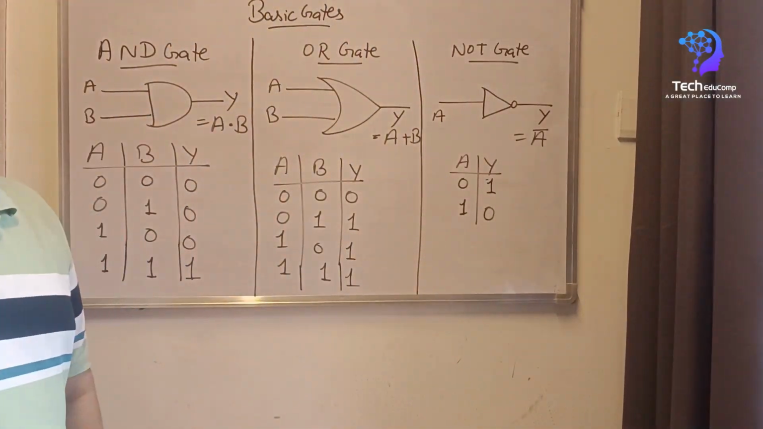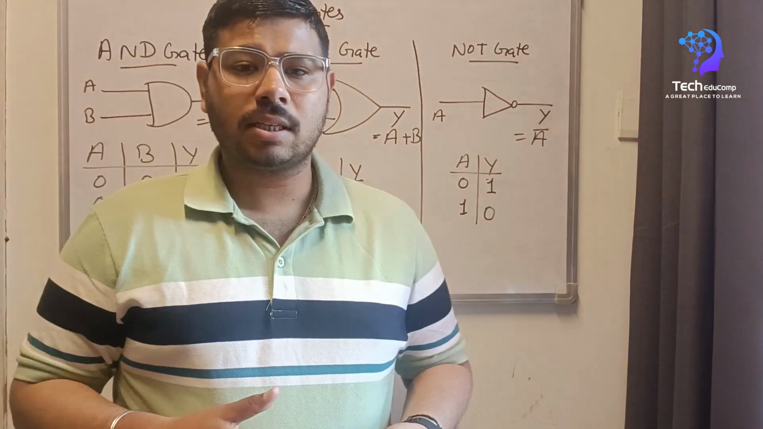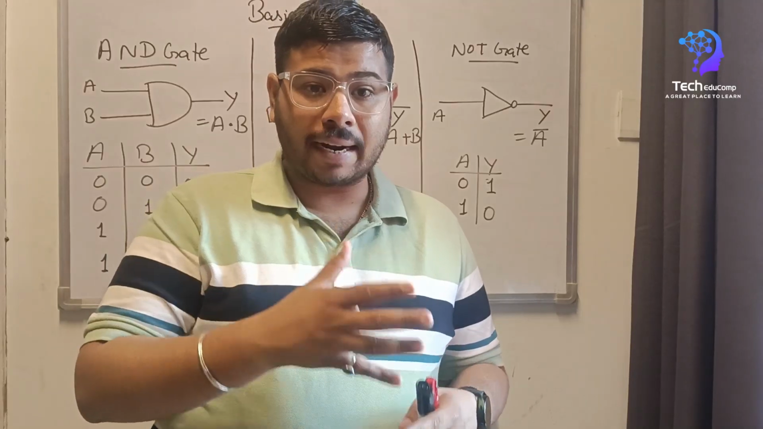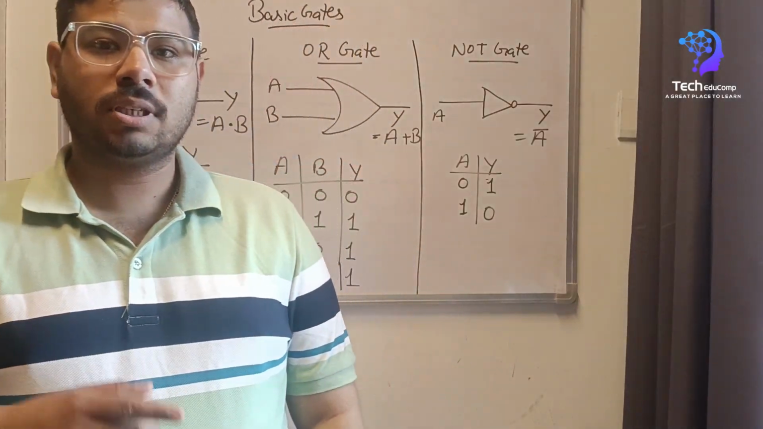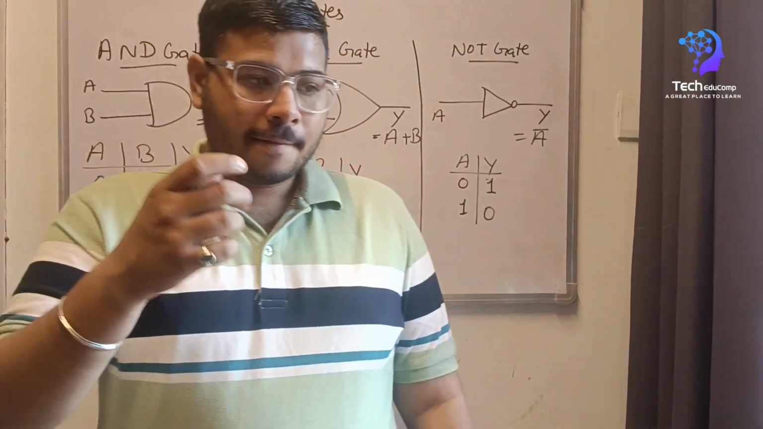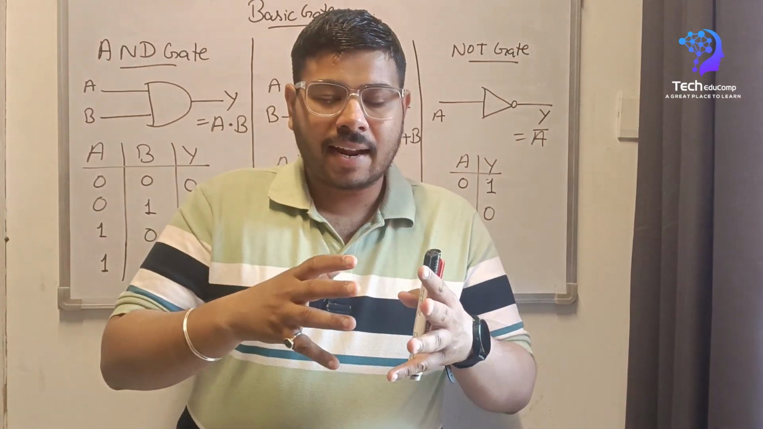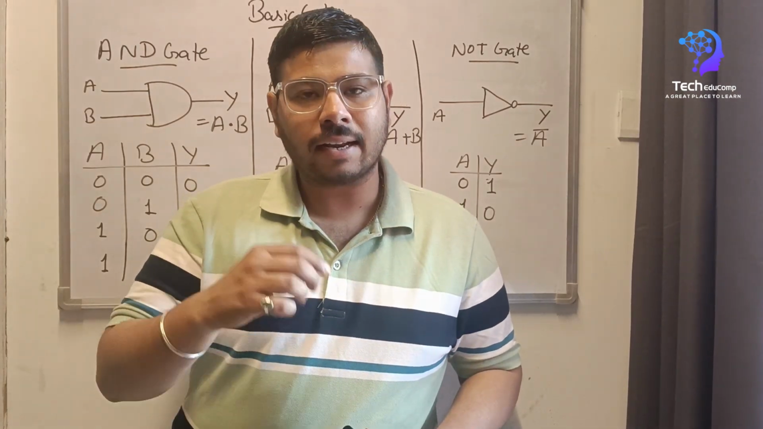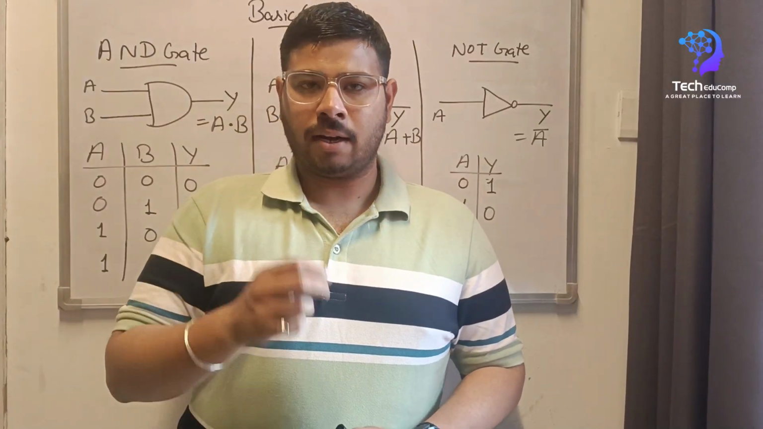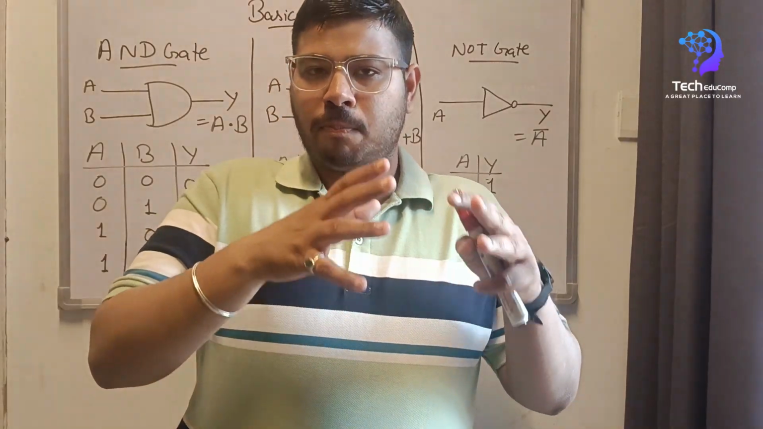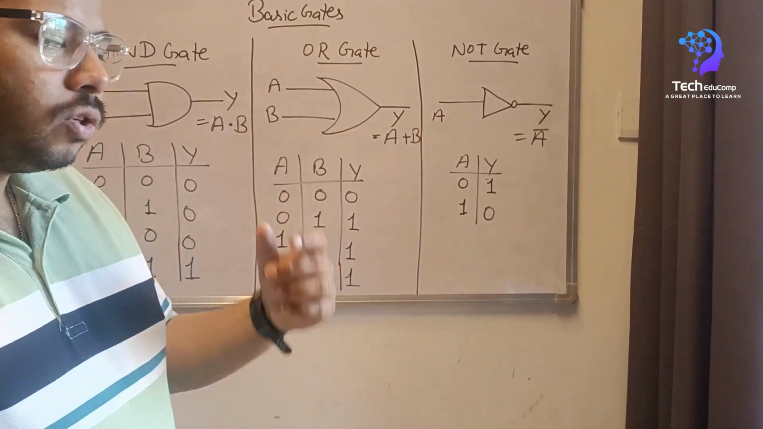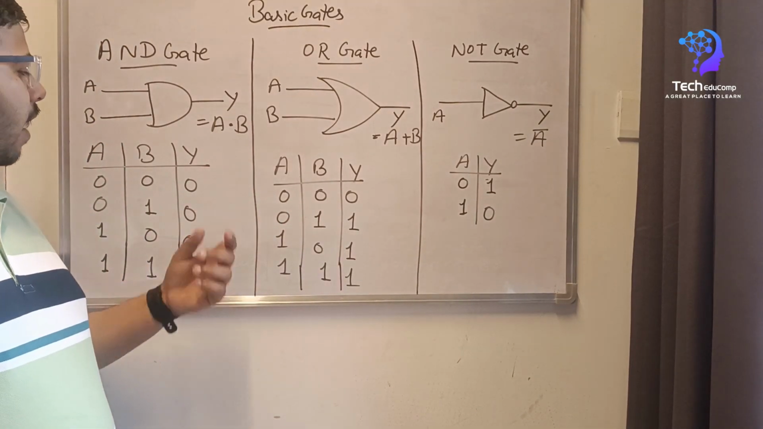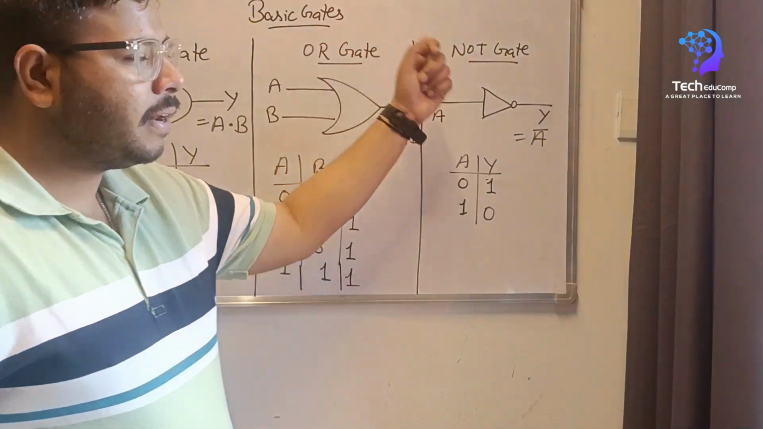So basic logic gates are the fundamental components in digital electronics that perform logical operations on binary inputs and produce a single binary output. Originally, we can have n number of inputs in one logic gate and only one binary output. But for simplicity, we are taking only two-input logic gates. So under basic gates, we have the AND gate, OR gate, and NOT gate.